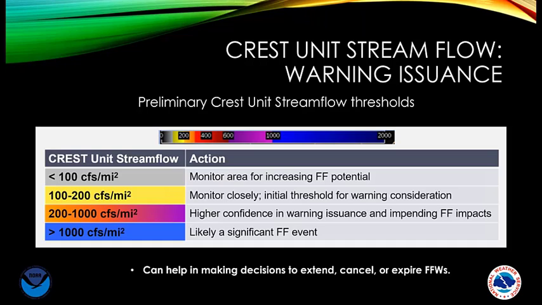Between 200 and 1,000 cubic feet per second per mile squared, there's a higher confidence in the warning issuance and impending flash flood impacts. And over 1,000 is a likely significant flash flood. Please, these are just kind of a guideline, and that's something we need to, in the future, look into for possible thresholds.